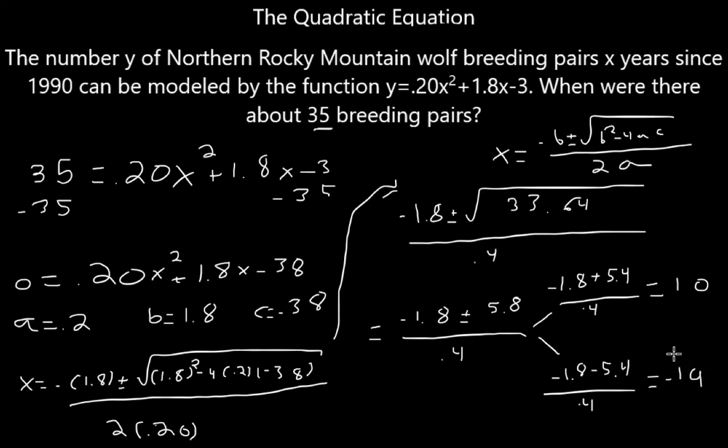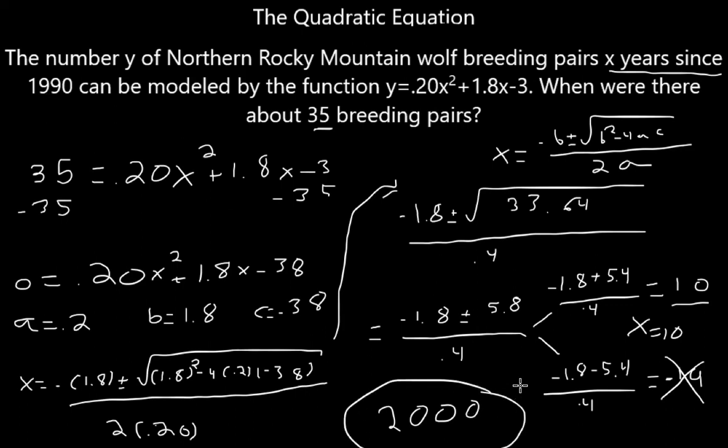Since our equation is talking about years since 1990, we cannot have a negative solution. So we know this would not be our answer, and the only one we're left with is 10. It looks like 10 years since 1990 is the year 2000. So x equals 10. Now we reference back to our equation, which says that in 1990 we started, so 10 years later we have the year 2000. And so the year 2000 is our answer about when we had about 35 breeding pairs.